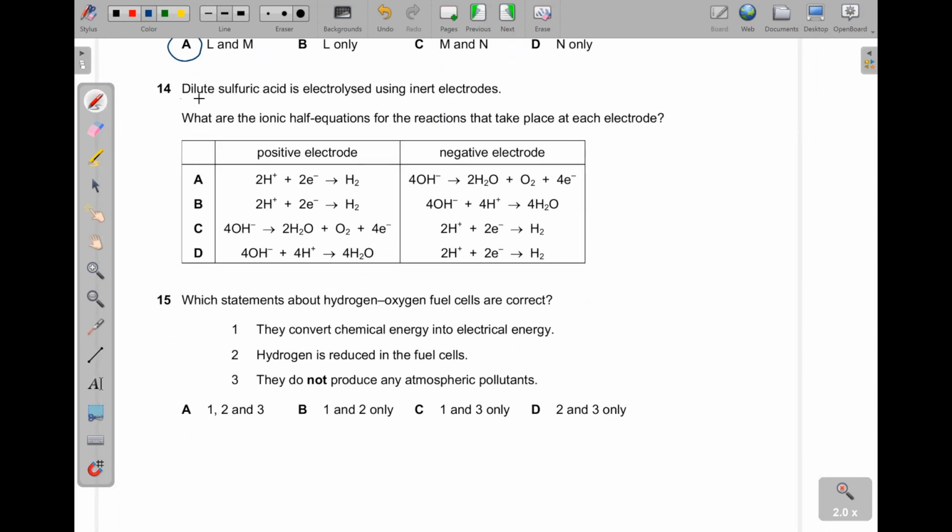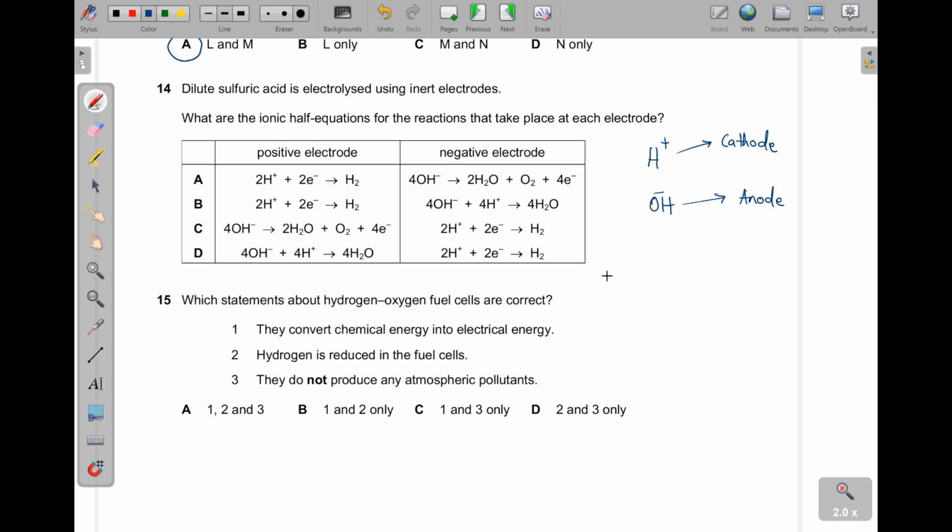Question 14. Dilute sulfuric acid is electrolyzed using inert electrodes. What are the ionic half equations for the reactions that take place at each electrode? Okay, dilute, just like I've said, dilute here. We are going to see hydrogen going to the cathode. Then we have the OH going to the anode.